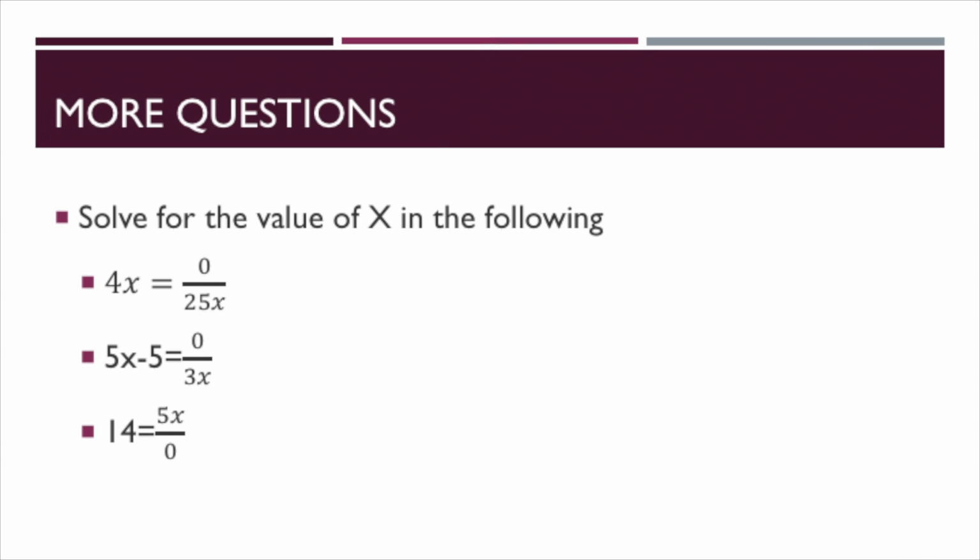So let's go through some more questions. Solve for the value of x in the following. 4x equals 0 over 25. 5x minus 5 equals 0 over 3x. And 14 equals 5x over 0.